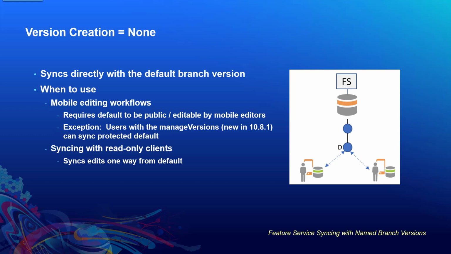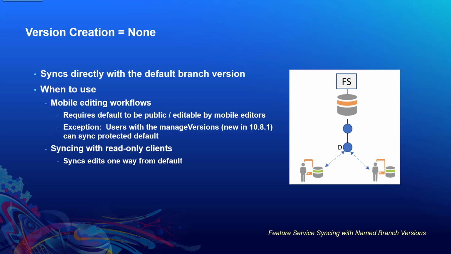For a lot of customers, that's a non-starter because they like to publish their default as protected. For them, for mobile editing workflows, the next option that we discuss, the version per downloaded map, may be a better way to go. Now, there is an exception to this. In ArcGIS Enterprise 10.8.1, we added a new privilege called Manage Versions. What that does is it allows users with the privilege to do version management operations, such as reconcile and post other people's versions, delete versions, and so forth. And one of the things it allows is you to sync to protected default.